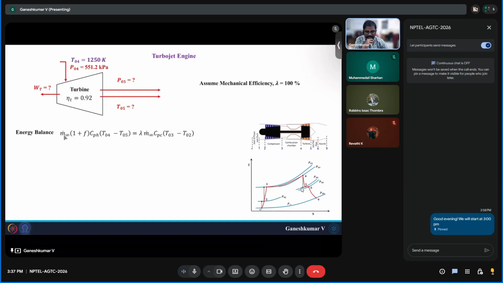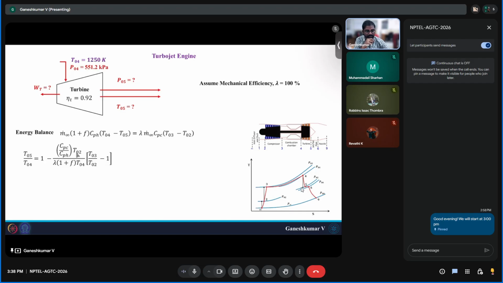So here the left hand side is m dot infinity (1 plus f) CPH (T04 minus T05), which is basically the energy of air entering minus the energy of air leaving, equal to m dot infinity CPC (T03 minus T02). So this is basically the total enthalpy change across the compressor. Now in this relation, we already know f, m infinity, CPH, and T04. Only unknown is T05. So you can directly use this to find T05. That's what I did.